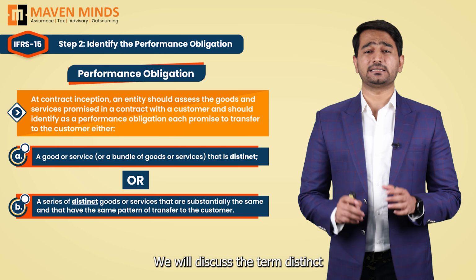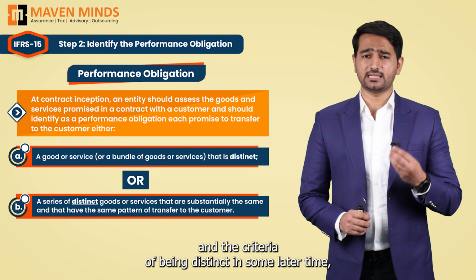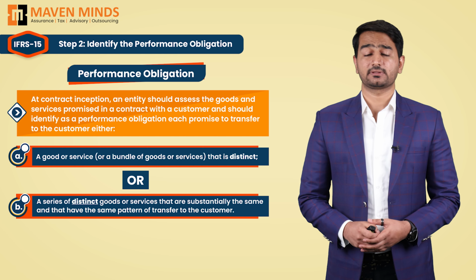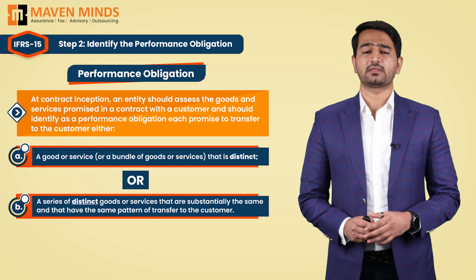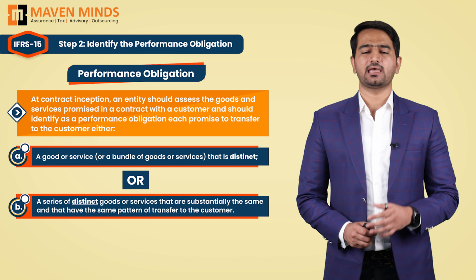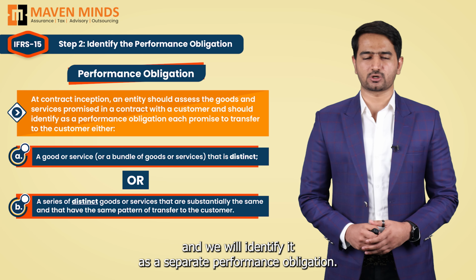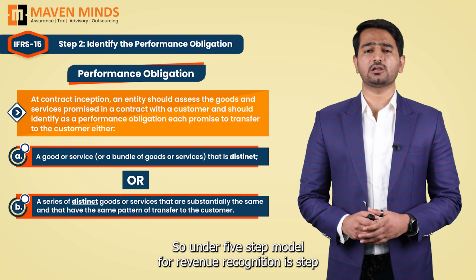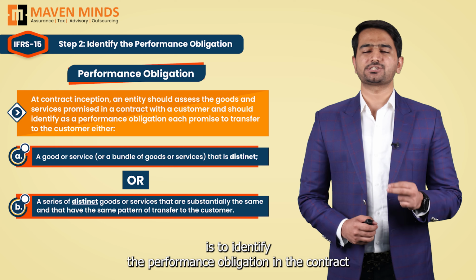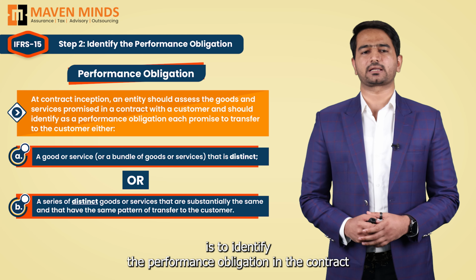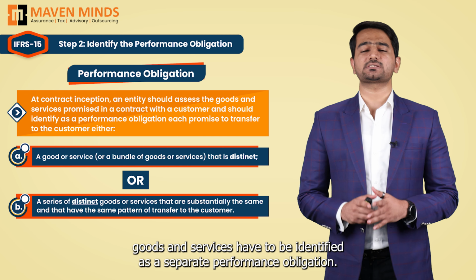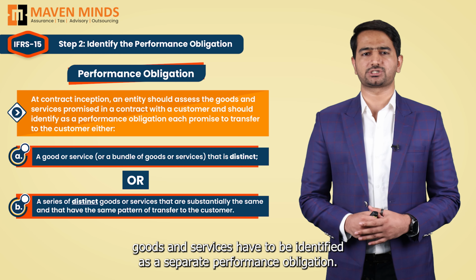We will discuss the term distinct and the criteria of being distinct in some later time. But for the time being, consider the term distinct as different. That in our contract with customer, every good and service that is different from each other, we call it distinct goods and service, and we will identify it as a separate performance obligation. So under 5-step model for revenue recognition, step 1 is to identify the contract with customer, and step 2 is to identify the performance obligation in the contract. That is, in our contract, all the distinct goods and service have to be identified as a separate performance obligation.